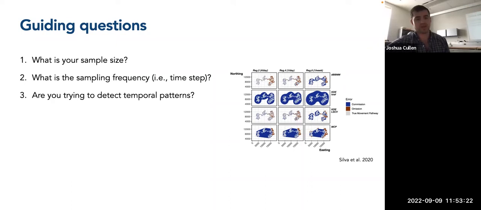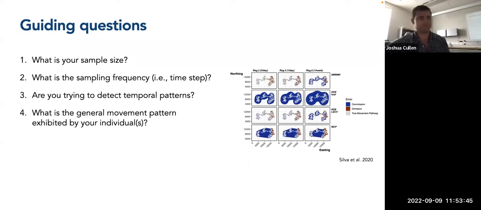Are you trying to detect temporal patterns? Just estimating overall space use for an entire tracking duration is something that most people do a lot of times. But there are plenty of studies where they're interested in these temporal patterns or shifts in space use, whether that's diel patterns, seasonal patterns, annual patterns. That will also impact what method you may want to use.